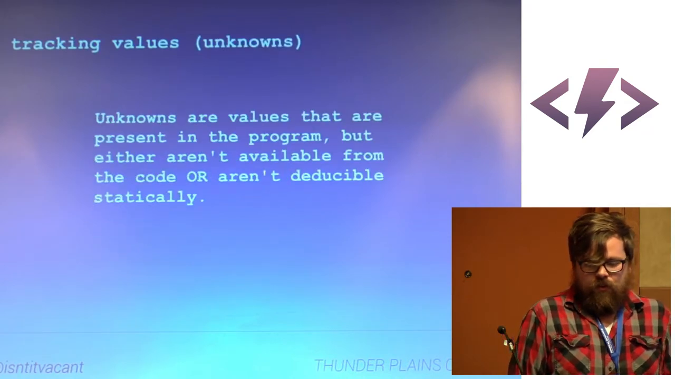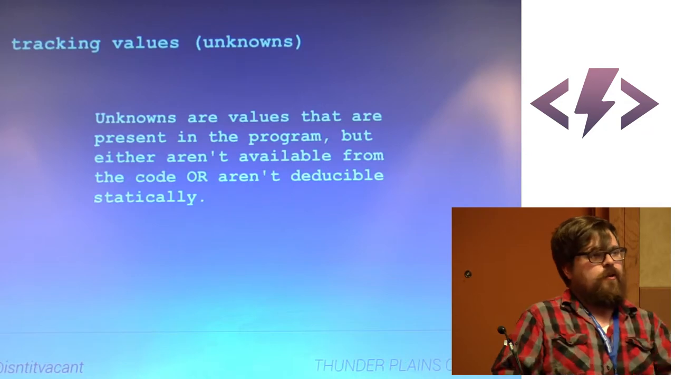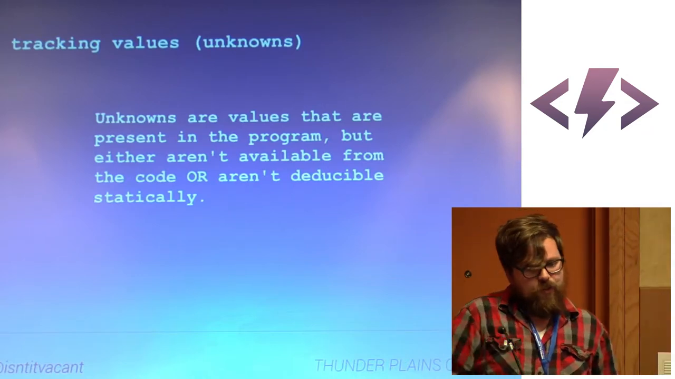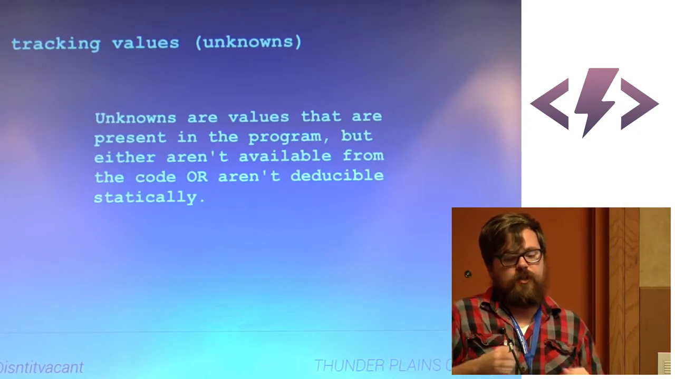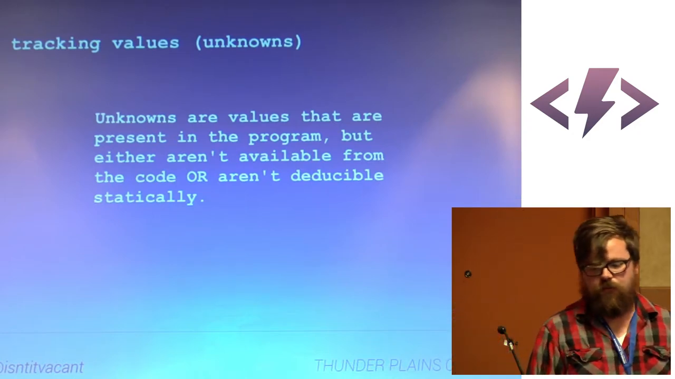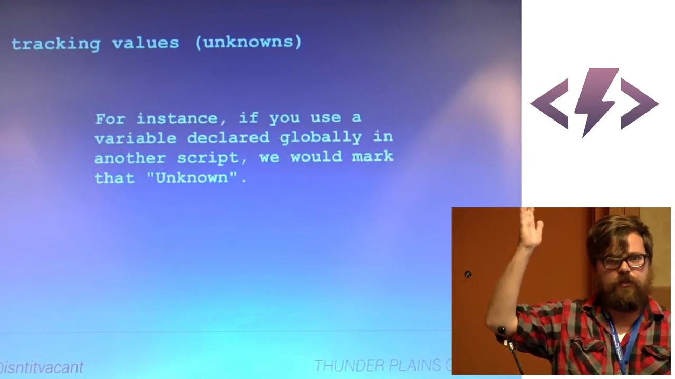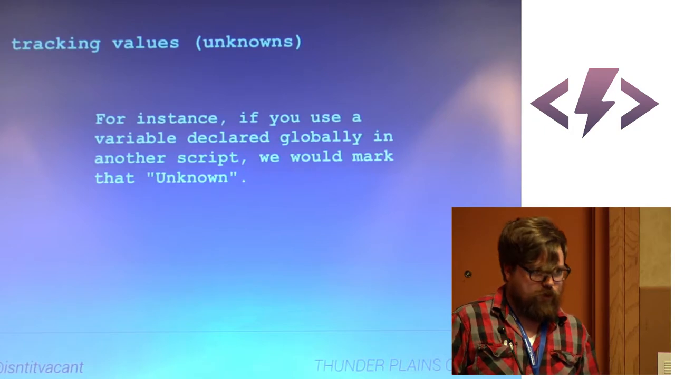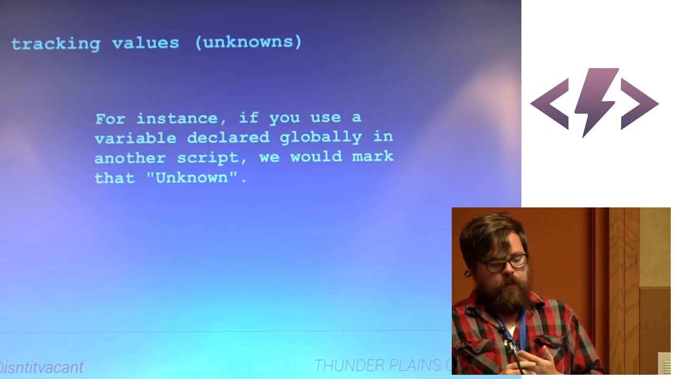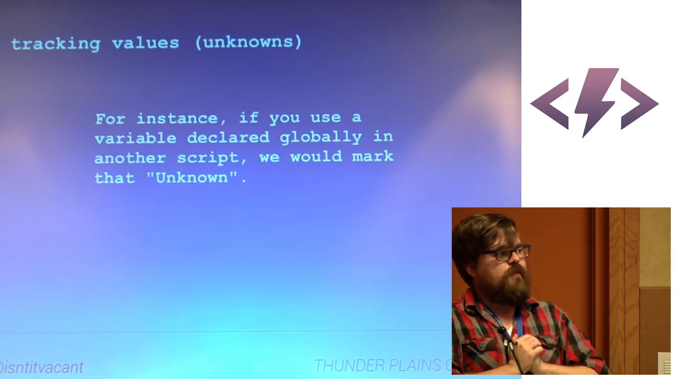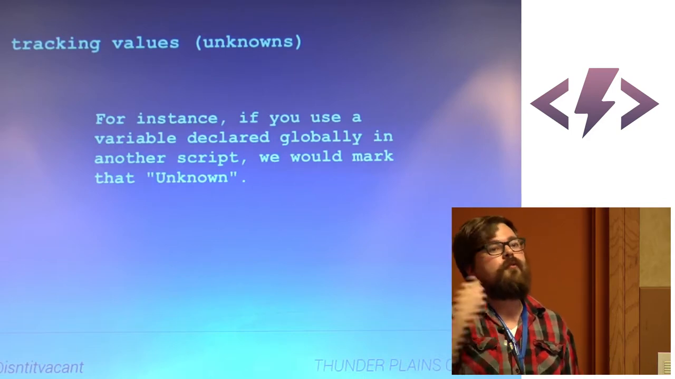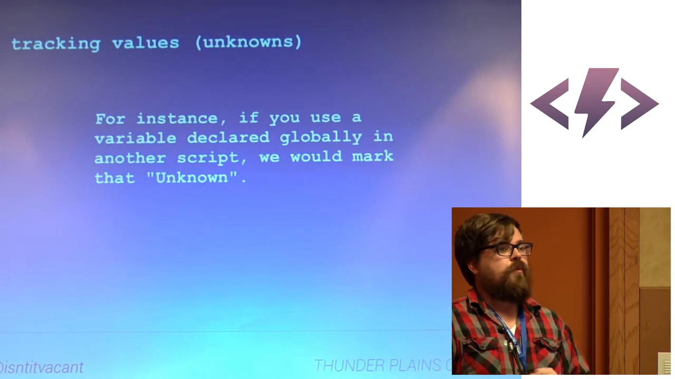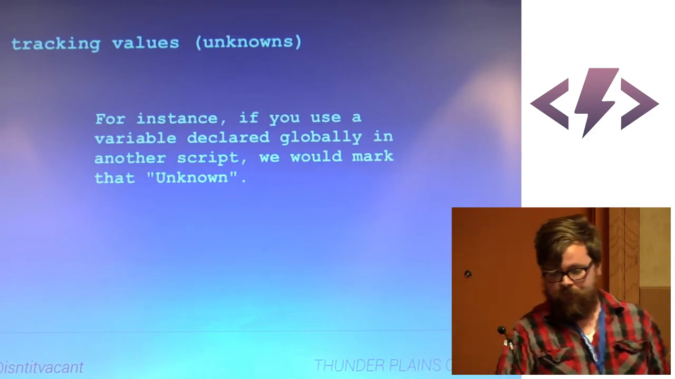So unknowns are things that are there in the program and we don't know about them yet. I mean, it's kind of easy to guess. But we want to be able to eventually make assumptions about them. So for instance, if you use something from another script in your code, or something that we don't have in our runtime, because we need to have a runtime now, we would mark that unknown. We would treat that value as unknown. So you would try to load it from scope, and you would have to throw an exception edge, reference error. And then from that point, we would push an unknown value.